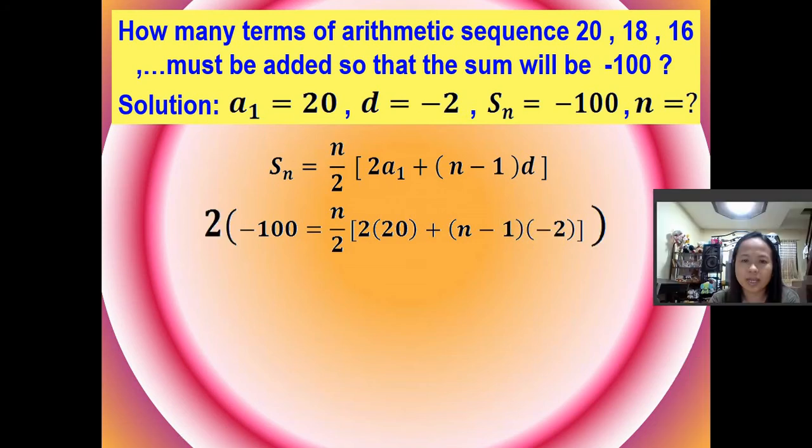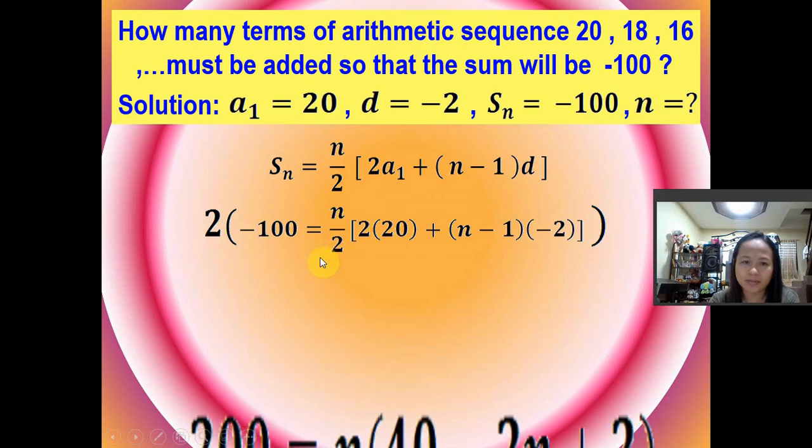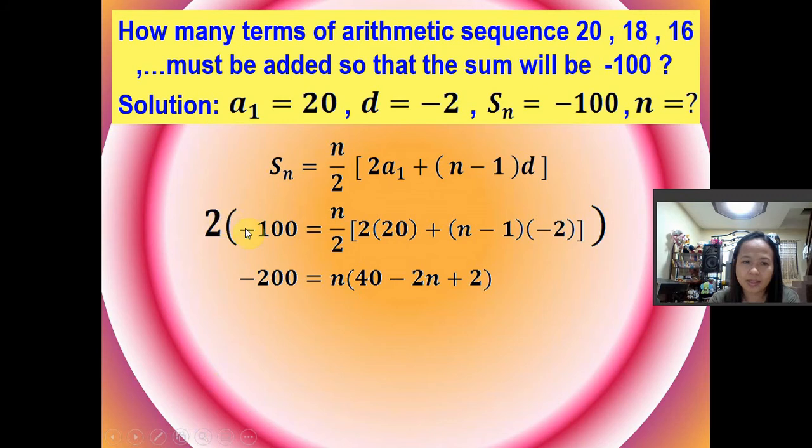Okay, by applying the multiplication property of equality, we will multiply the whole equation by 2, so that this 2 here will be eliminated. So what will happen? We have negative 100 times 2, so it's negative 200. And then this 2 times n over 2 will become n, since 2 over 2 is 1. So what will remain on this side is n.